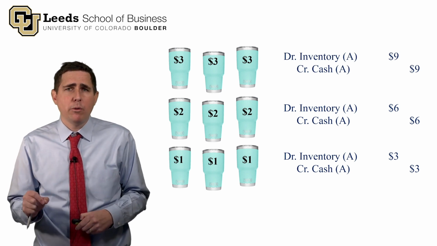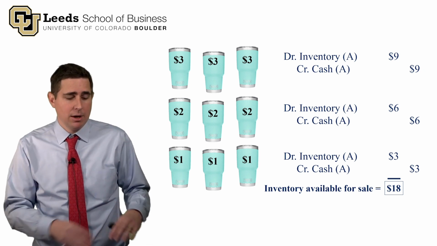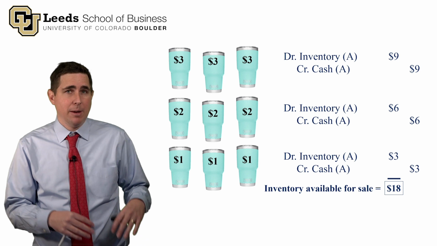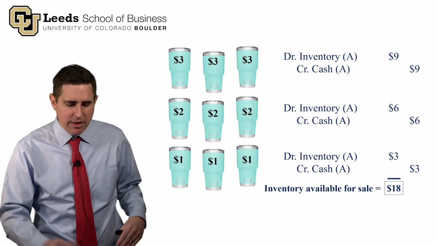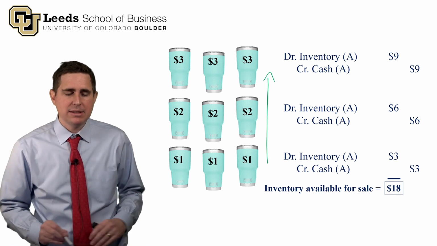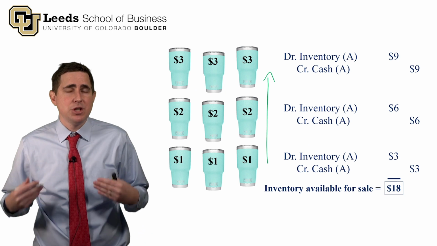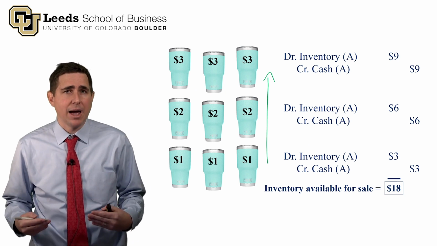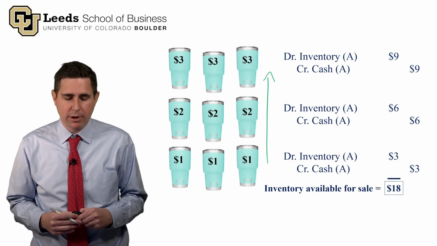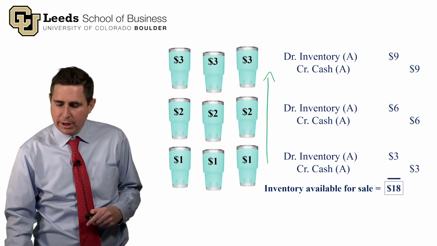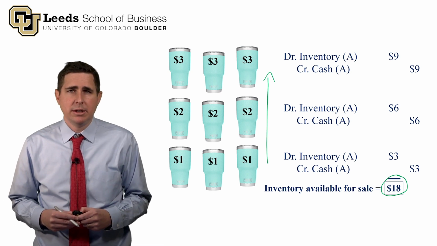So the total amount we've put into inventory is $18 worth of Yeti cups. Some of them were pretty inexpensive, but the ones we bought recently were very expensive, okay? And this kind of increasing of input prices, this is very common. You know, it's kind of called inflation. Input prices generally tend to increase over time, and that's just an on-average statement, okay? It's not true for every industry and every time period. But anyway, for accounting purposes, the cost of the inventory that we have available for sale is $18.